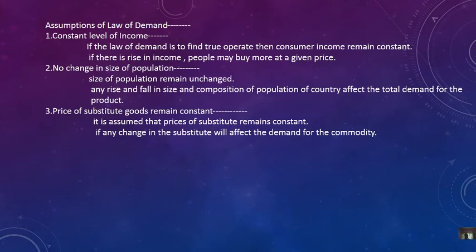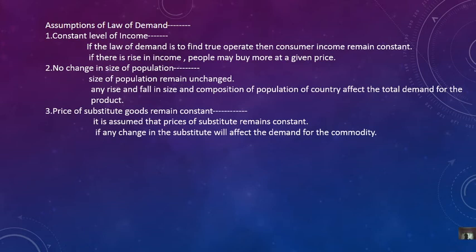Next assumption, price of substitute goods remains constant. It is assumed that prices of substitutes remain constant, because any change in the substitute will affect the demand for the commodity during the application of the law to prove the statement is true.